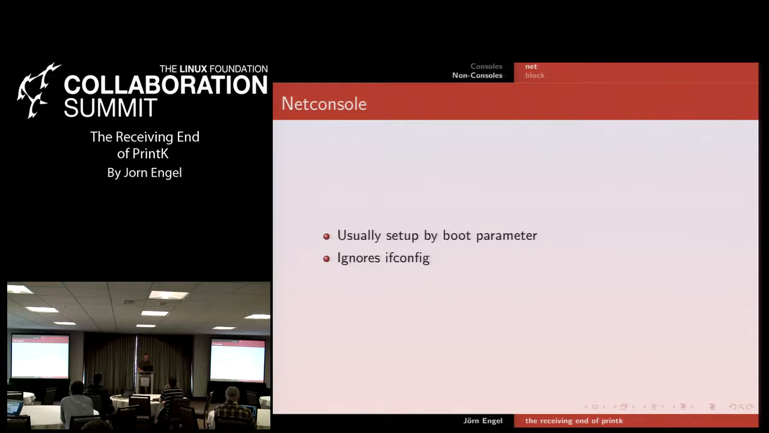I'm not sure if it continues to send stuff if I've configured down an interface. I think then it stops because the hardware is disabled. But pretty much whatever you do as an administrator gets ignored by NetConsole, and it keeps sending as if nothing had happened.